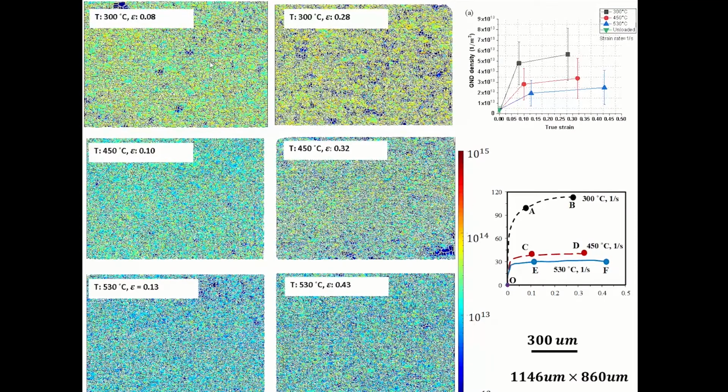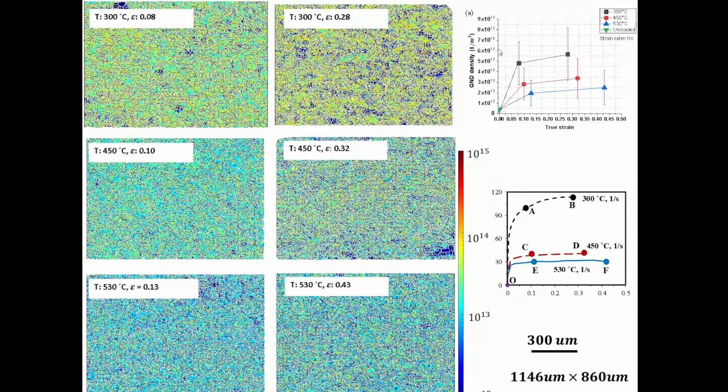So if you look at these 6 maps at higher temperature, the color of the map is blue, and when we reduce the deformation temperature, it turns from blue to yellow and red, indicating the increase of the geometrically necessary dislocation density.